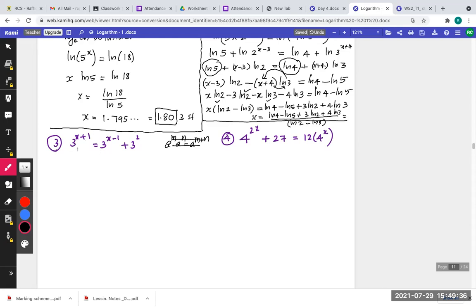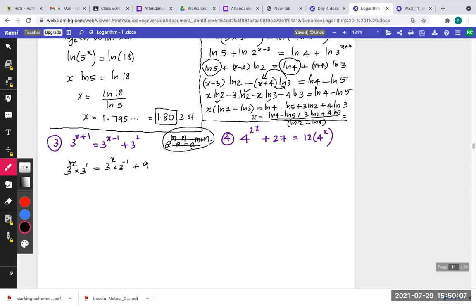Instead, what you can do is split this 3 to the power x minus 1. How? We can write it as 3 to the power x times 3 to the power minus 1, by using this law: a to the power m plus n is a to the power m times a to the power n. And the 3 squared, we can write as 9 because that's a separate term.